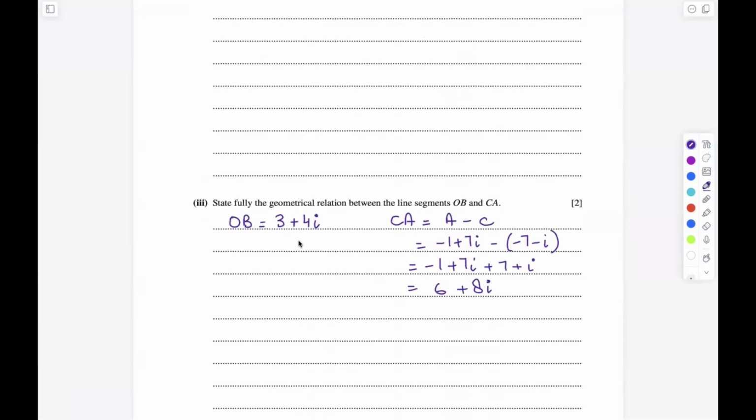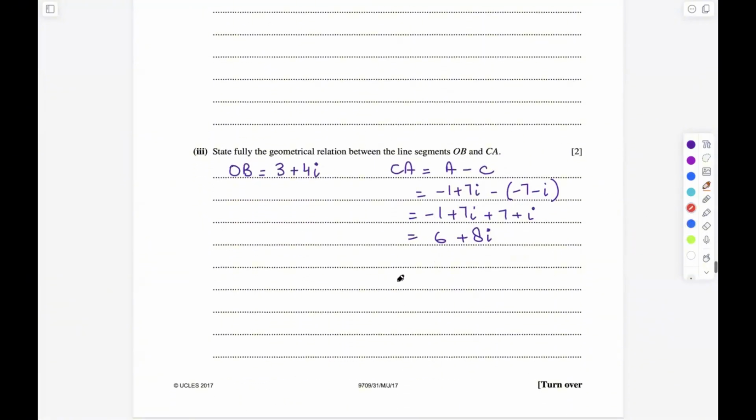Now, once we have both OB and CA, we can see that they are in a particular ratio. If we take 2 common from CA, we'll get 2 times (3 + 4i), which means the first thing we can say is that OB and CA are parallel.